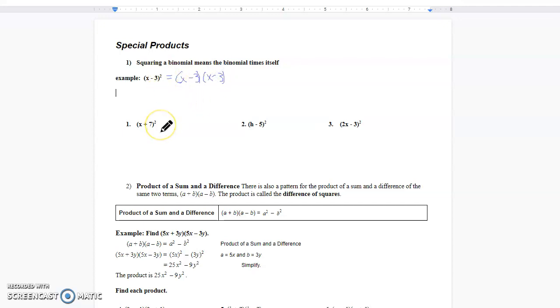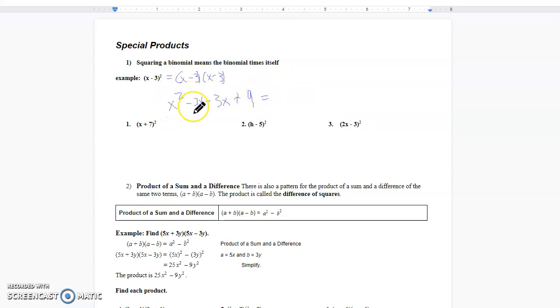So what would be x minus 3 squared? Well, x times x is x squared. x times negative 3 is negative 3x. Negative 3 times x is negative 3x. And then negative 3 times negative 3 is positive 9. Wow, I can't write today. So that's x squared minus 3x minus 3x plus 9.